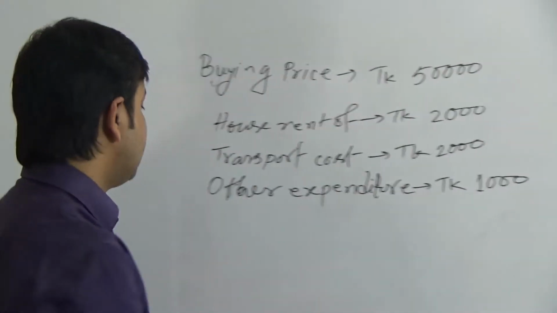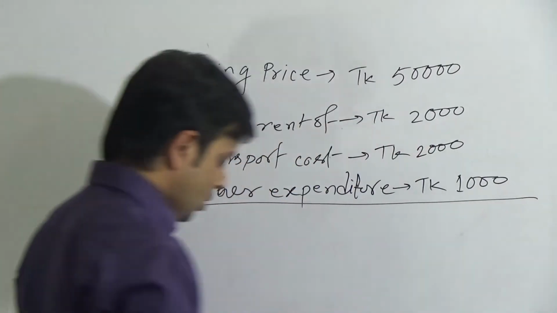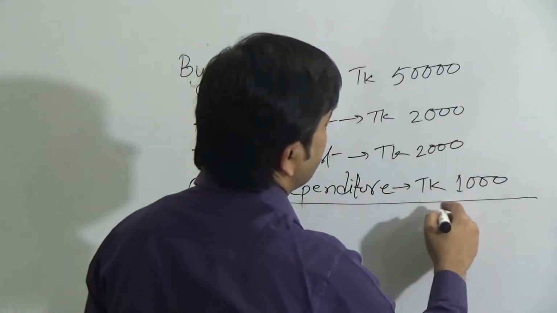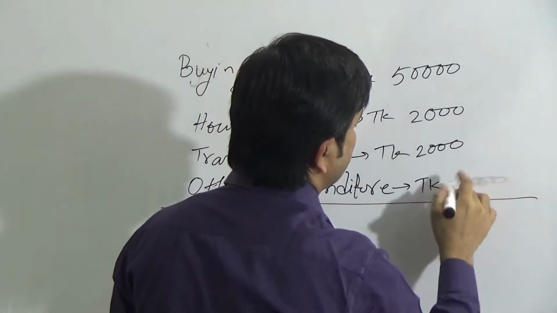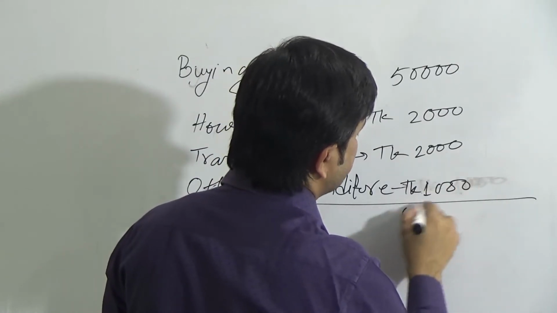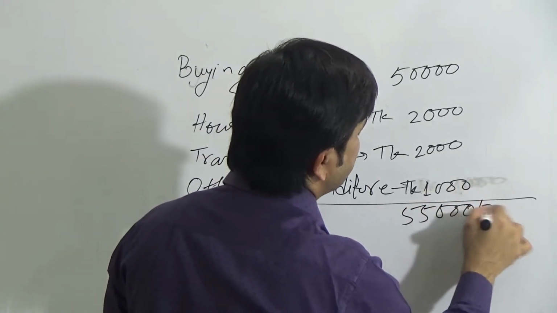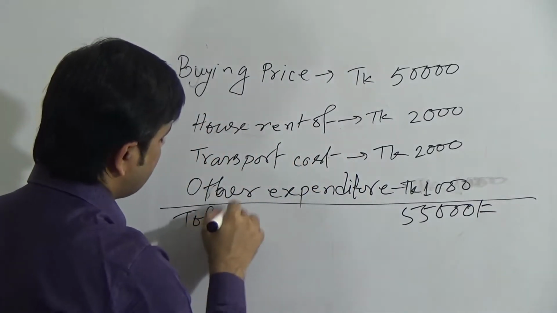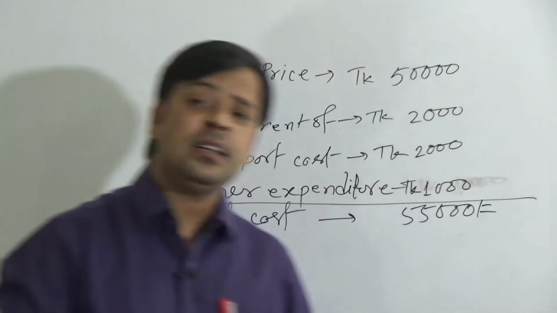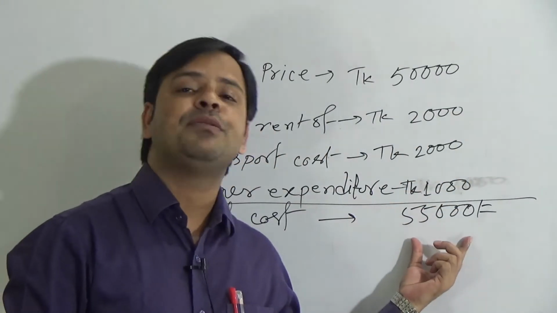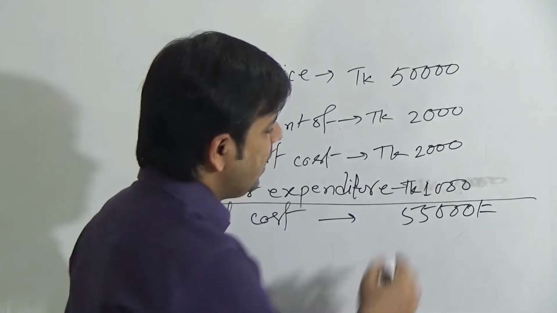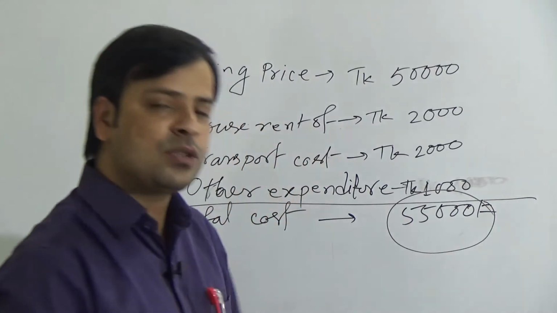So now what is the total cost for the business of the businessman? The total cost, if we determine it, if we take the sum, we will get 55,000. This is the total cost. It means that the businessman invested a total of taka 55,000 for his business. This total investment is called the actual cost price.